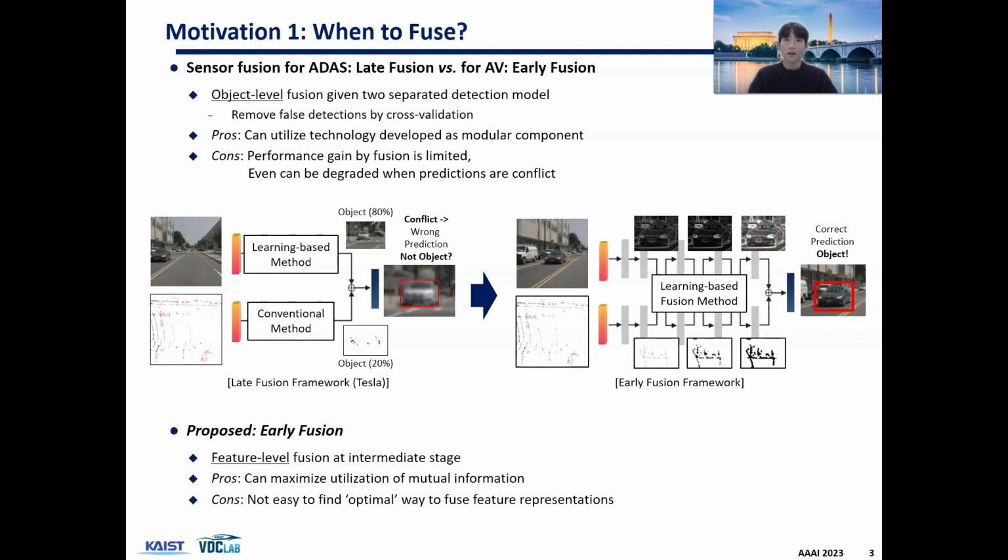On the other hand, our method uses early fusion strategies that fuse feature-level information at the intermediate stage. This early-level fusion is able to maximize the potential of each sensor by fusion.